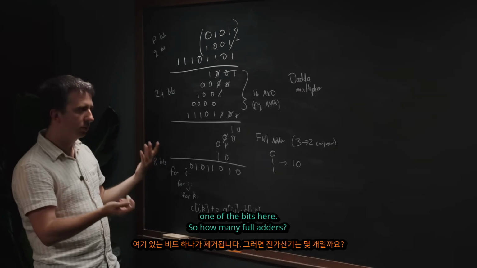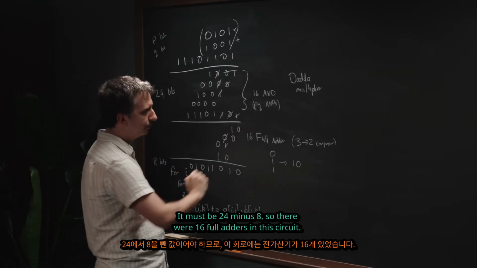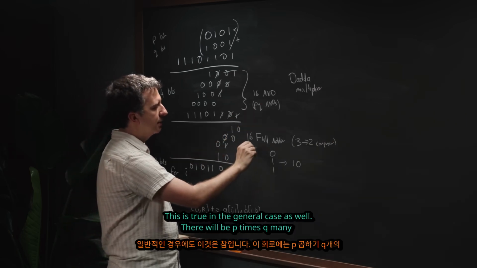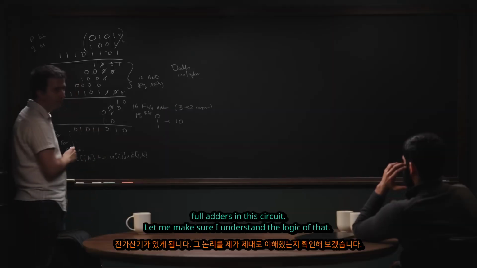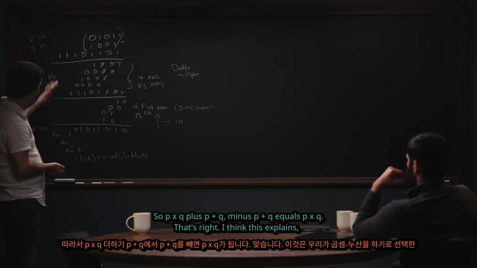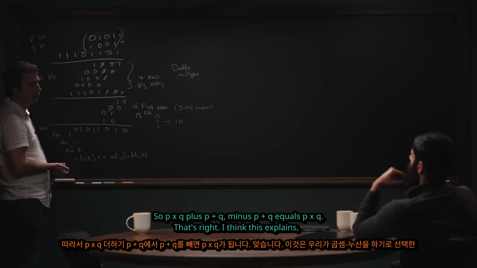And so how many full adders? It must be the 24 minus the 8. So there were 16 full adders in this circuit. In the general case as well, there will be P times Q many full adders in this circuit. Let me make sure I understand the logic of that. So the input bits, 24, is P times Q plus P plus Q. That's right. And the output bits is just P plus Q. And so P times Q plus P plus Q minus P plus Q equals P times Q.